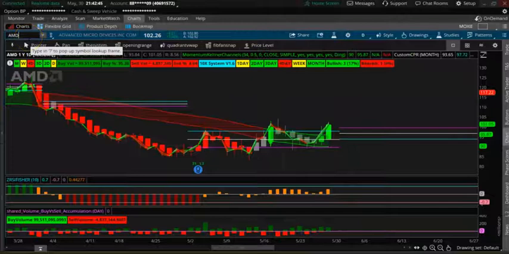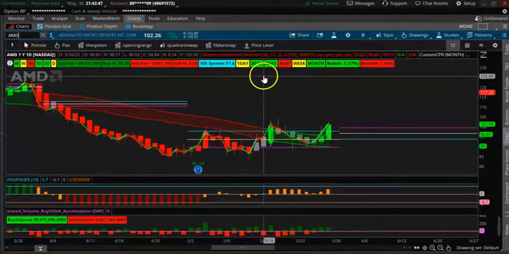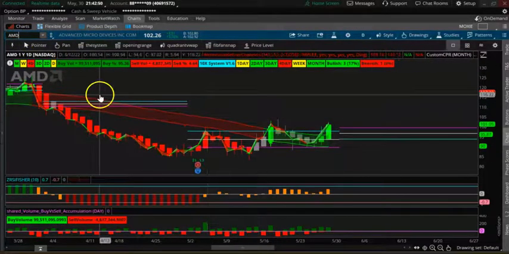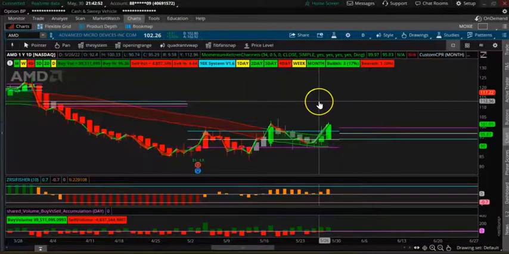This is the descending CPR scan on a monthly basis to look for potential stocks to short.